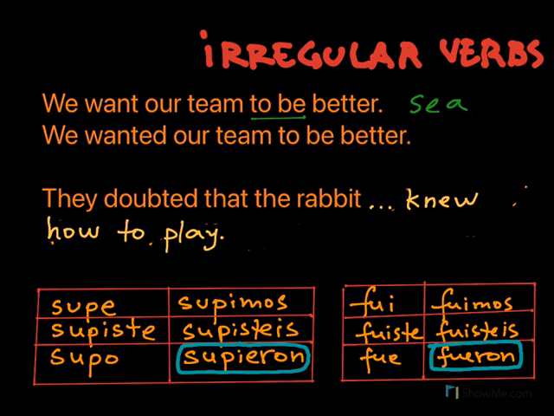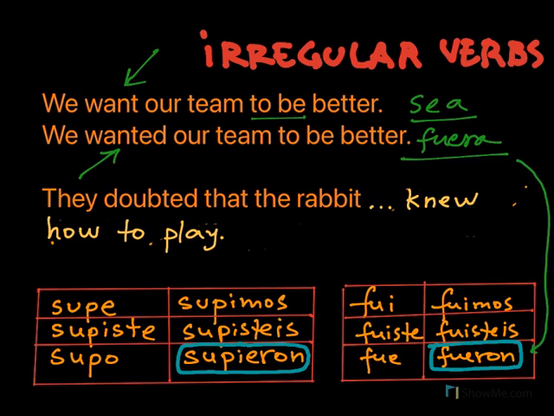So you have it, and then from that you will create the subjunctive: queremos que nuestro equipo sea mejor. Why did I use sea? Because it is we want. We wanted, past tense, and then it will be fuera. And why did I get that fuera? I got it right from here, and it is highly irregular, so you need to memorize it. So for the verb to be, it is like that.